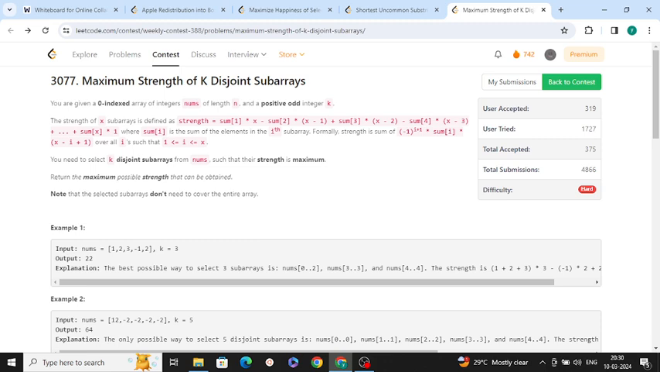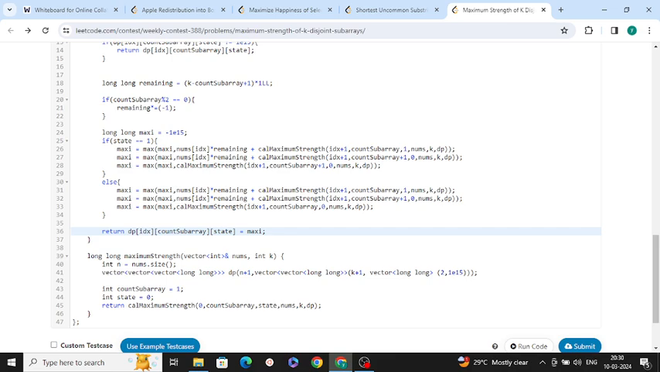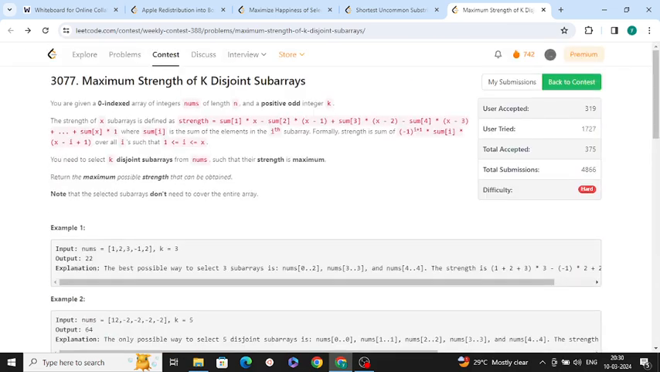I tried to explain the approach in a very efficient manner and tried to code it in a proper manner so that you can understand it properly, because very few people were able to solve it, only 375 people. So I thought I'd try to explain it in a proper manner. Dynamic programming is my favorite topic and I love to solve dynamic programming problems, and this is a very good problem. So as I have explained, try to implement it by yourself.